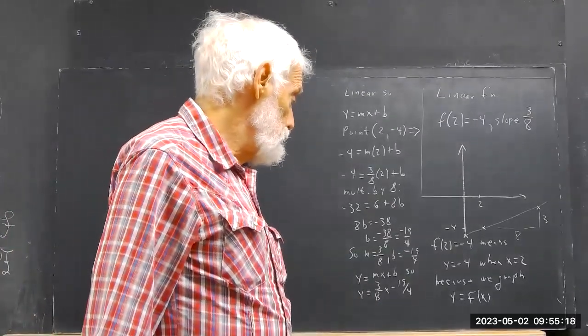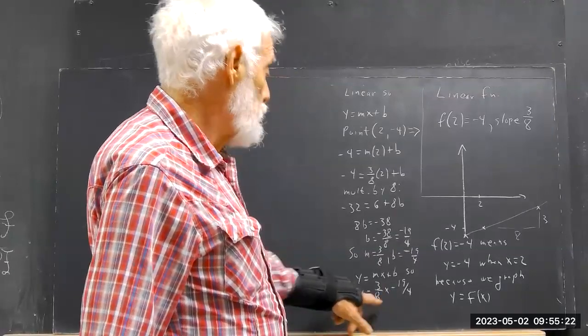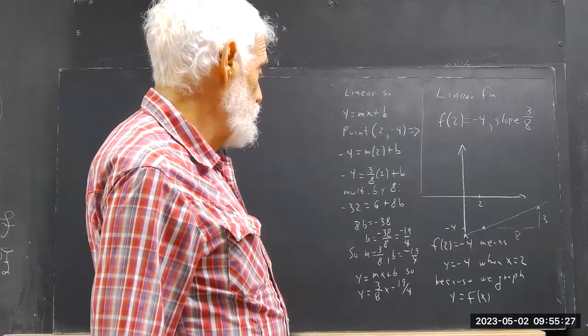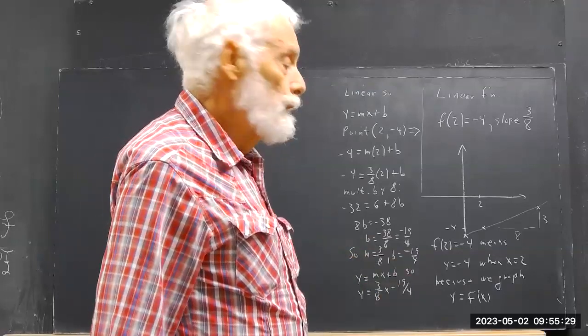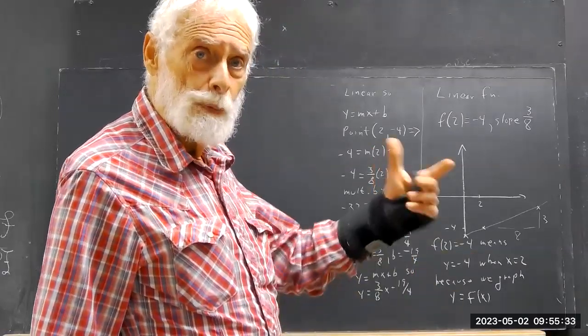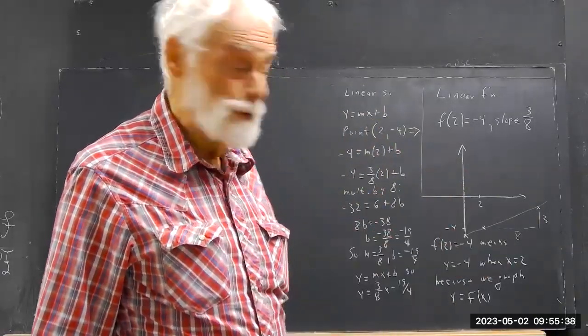But we could also let y equal 0 and solve for x. And we get x equals 38 over 3. That would be between 12 and 13.